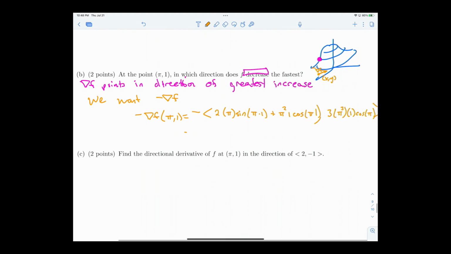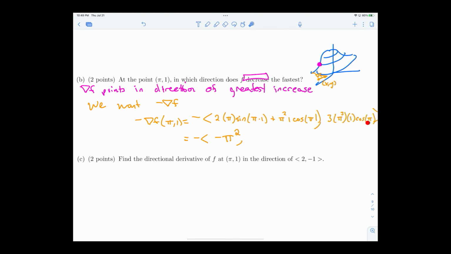Anyway, let's keep going. So sine of pi is 0, so this entire term drops off. Then cosine of pi is -1, so this is negative pi squared here. And then on the other side, again, cosine pi is going to be -1 and 3 pi cubed. So I think I have -3 pi cubed.